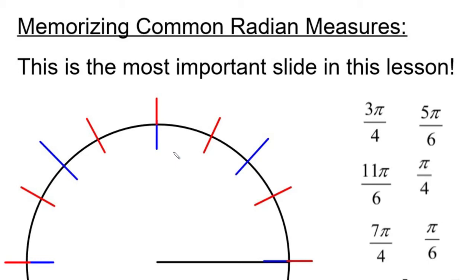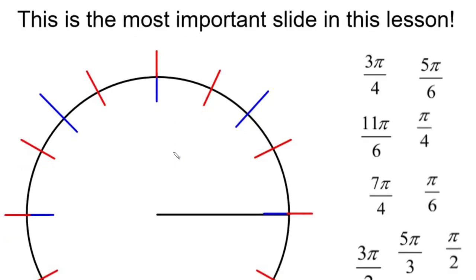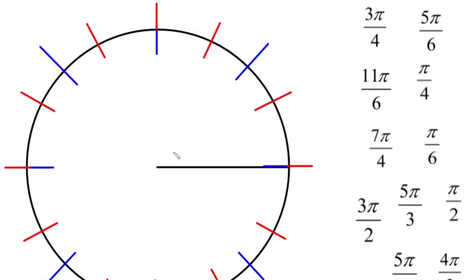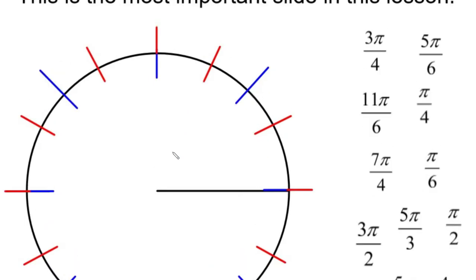Now, moving on. Memorizing common radian measures. This is the most important slide in this lesson. And man, that is true. Your ability to know this is just going to be super, super, duper, duper important. All right.